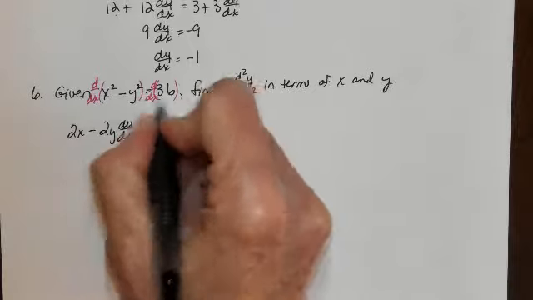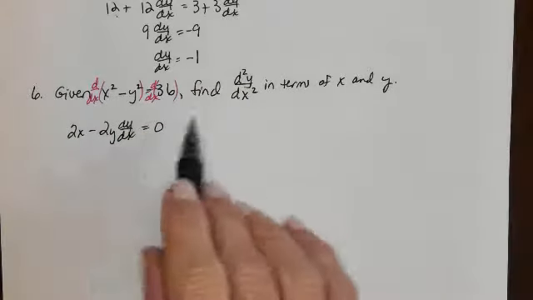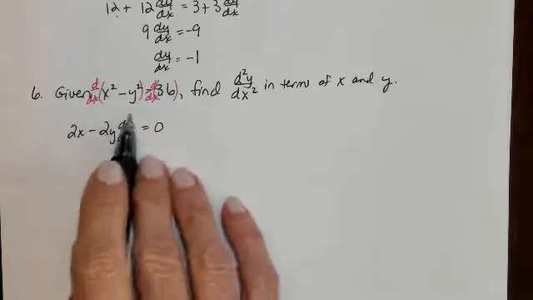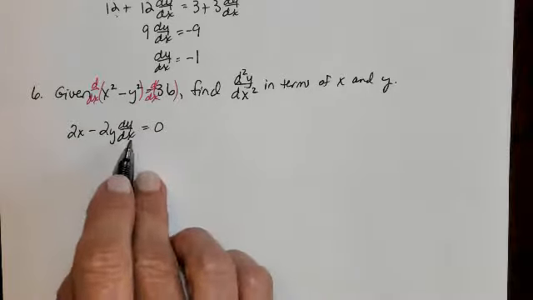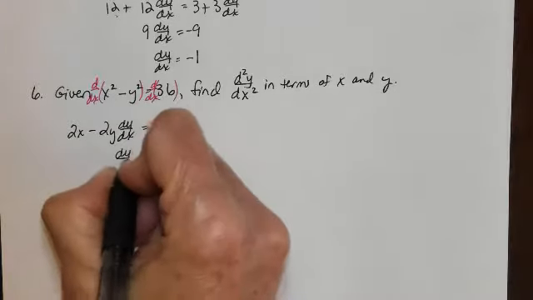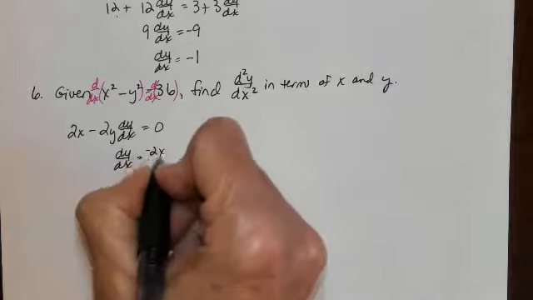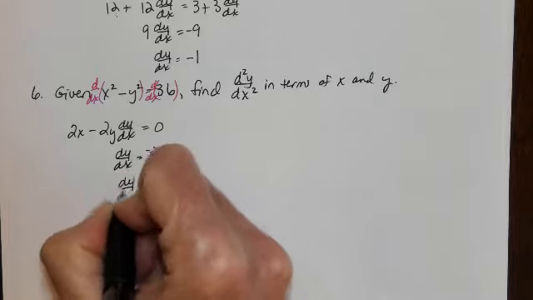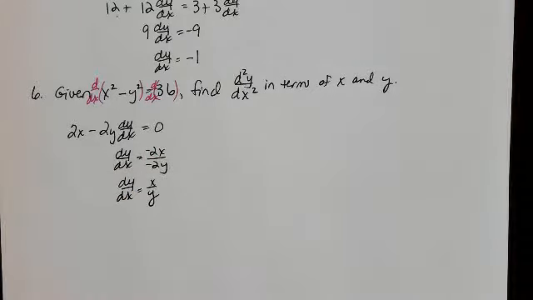And then on the right-hand side, I'm going to have 0. Okay? Now, my advice to you is do not try to come in here and do this implicitly another time. Go ahead and solve this for dy dx right now. So dy dx, I'm subtracting the 2x over, and then I'm dividing by that negative 2y. So dy dx will be x over y. Okay? So that's the first derivative.